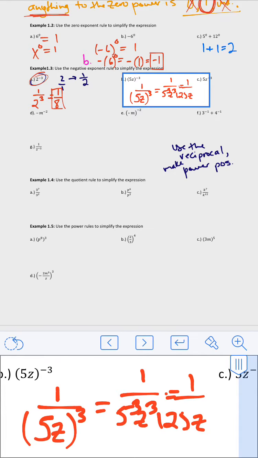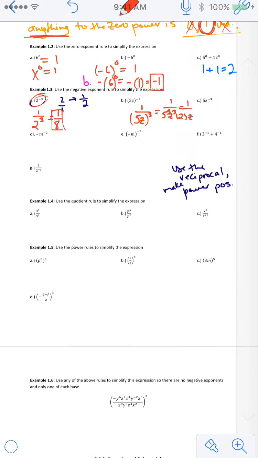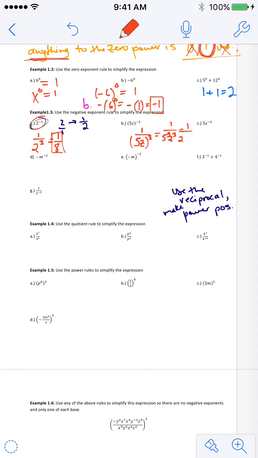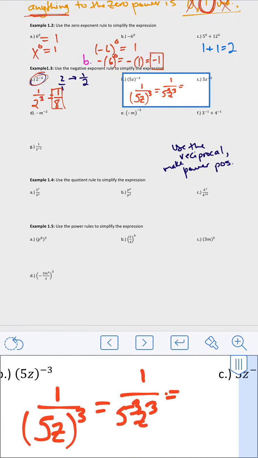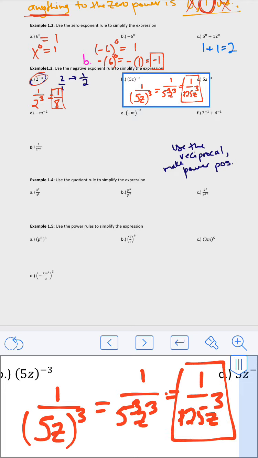And I'm going to write that just a little bit better because it's very squishy. Okay, so 1 over 125z to the third. That would be our final answer. So the main point here is that the whole thing went down to the bottom, right? Because the whole thing was in parentheses.